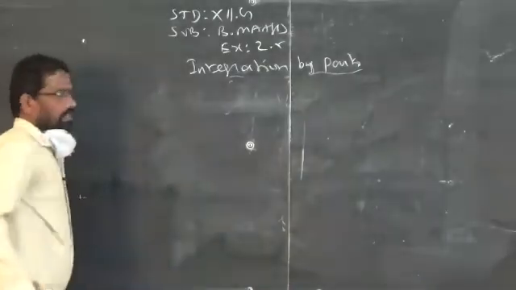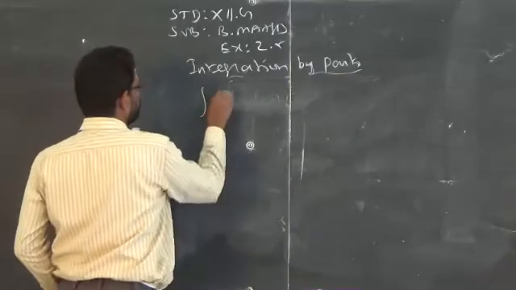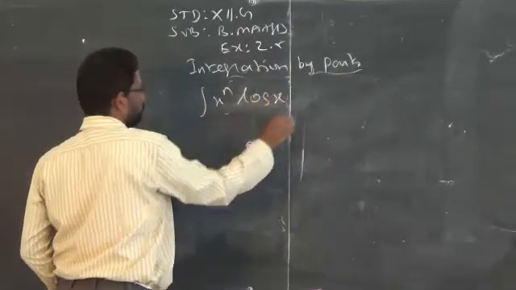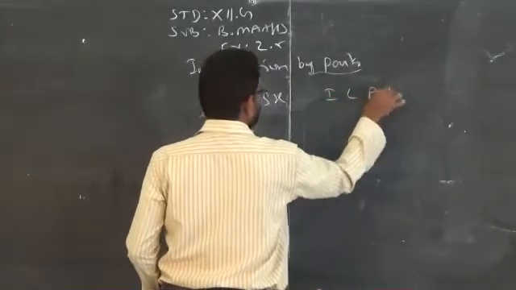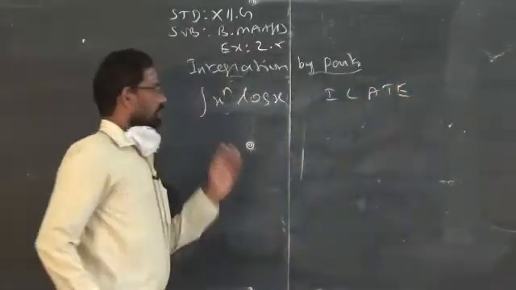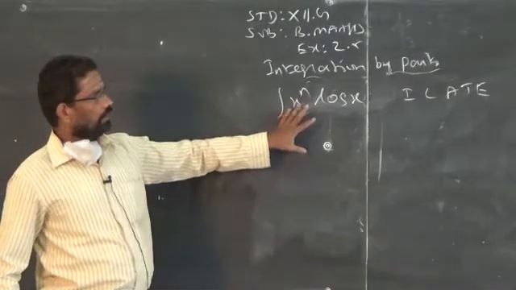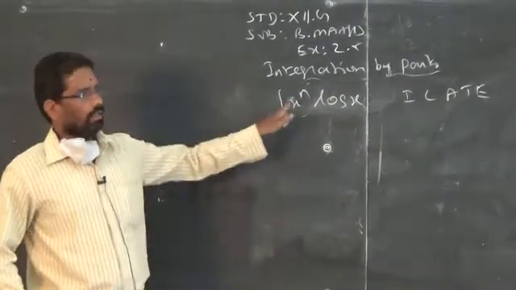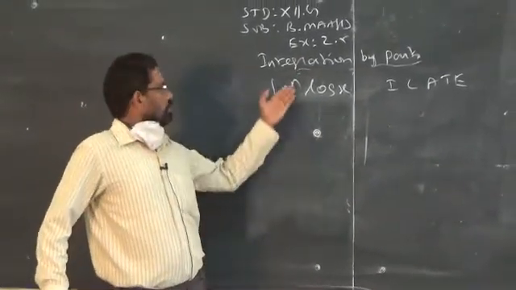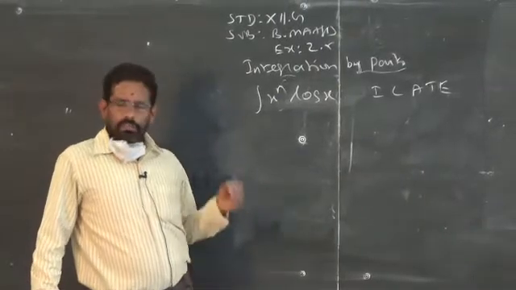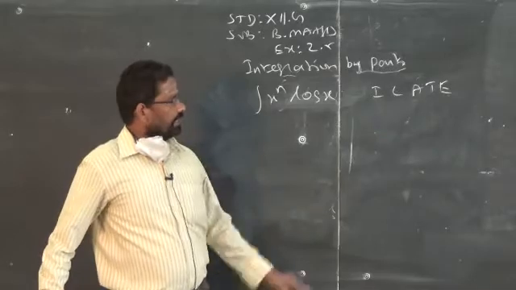Sum number 5 is x power n log x. Apply the same concept. I don't want to give any hints to solve this problem. Don't be afraid that x power n is there. If there is a number, no problem, sir. There is a power n. Then how do you proceed? You proceed and find out.